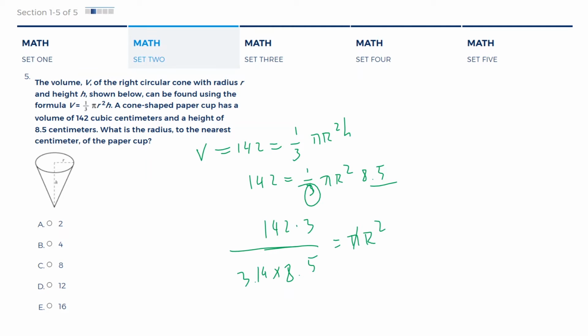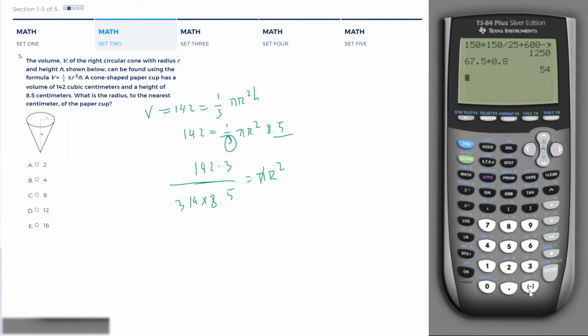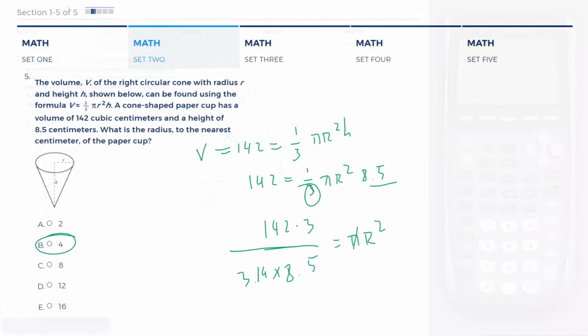I'll move the pi to this side as well, so it's divided by 3.14. So let me switch the view and do the calculator view again. All right, so here it's 142 multiplied by 3 divided by 3.14. I'll hit enter and then divide it again by 8.5. So that's equal to 15.96. That's my r squared. So r is roughly the square root of that, so that's 4. All right, switching screens again.